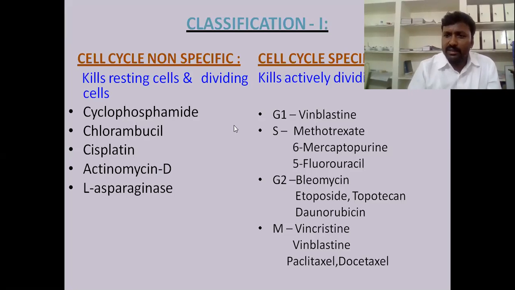This is a classification of anti-cancer drugs. First is cell cycle non-specific: they kill both resting cells and dividing cells, whereas the cell cycle specific ones kill only dividing cells. These cell cycle non-specific drugs are cyclophosphamide, chlorambucil, cisplatin, actinomycin D, and L-asparaginase. Next, cell cycle specific: in G1 phase we can observe vinblastine and vincristine. In S phase, methotrexate and 6-mercaptopurine, which inhibit the synthesis phase. Other drugs inhibit the G2 phase, and others inhibit the M phase. Here vinblastine acts in G1 phase, and also in the mitotic phase.